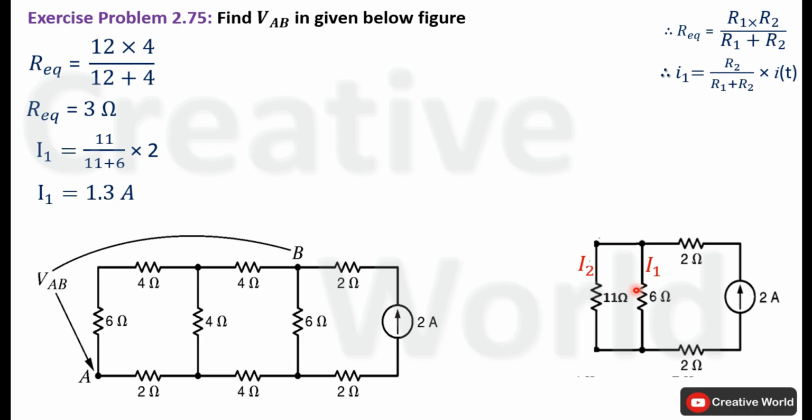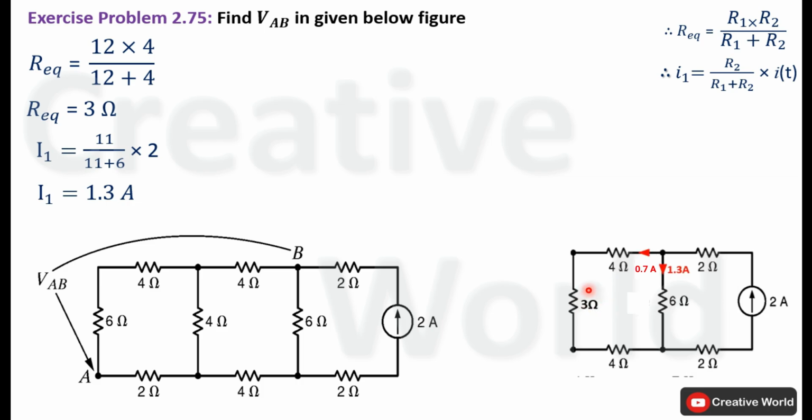So 1.3 ampere current is passing through this branch. The remaining current, that is 0.7 ampere, will flow from this branch. So the current I2 will be 0.7 ampere. Now we have calculated the current of this branch. We will expand the circuit backward. This 11 ohm was the combination of 3 resistances connected in series.